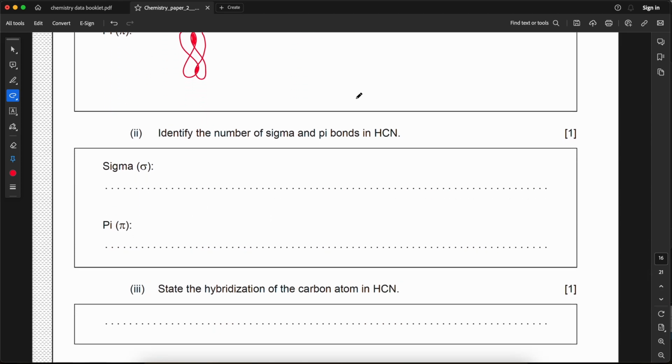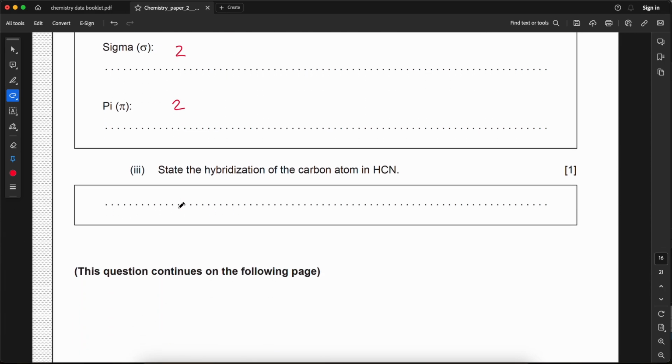Identify the number of sigma and pi bonds in HCN. HCN. So single bond is 1 sigma, and triple bond there is 1 sigma and then 2 pi. So that would be 2 sigma and 2 pi bonds. State the hybridization of HCN. HCN has 2 domains, that would be sp. If it's 3 domains, that would be sp2. If it's 4 domains, that would be sp3.